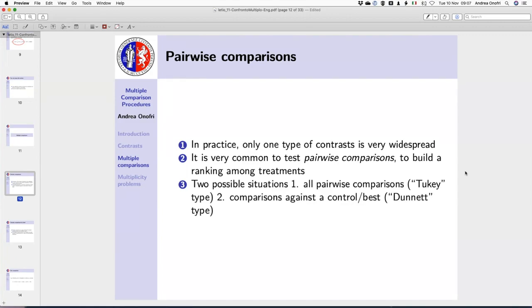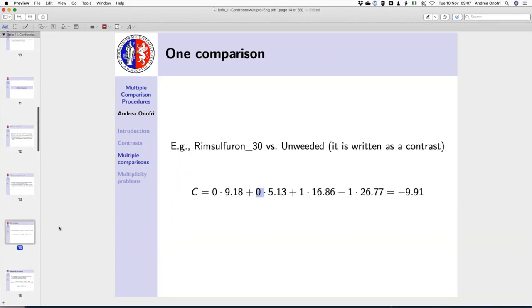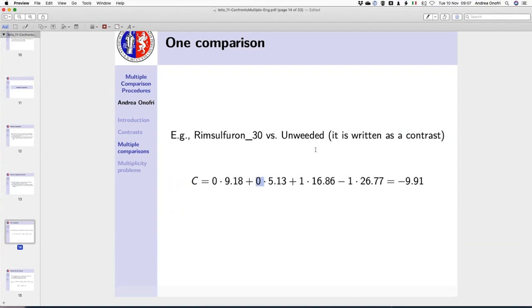Or another situation, the Dunnett type. So we have to compare one against all the others. And the one might be, for example, the unweeded. We can compare the unweeded against the other 3. So we have 3 contrasts, not 6. So it's less in this case. Hope this is clear. Now we consider one contrast. This contrast I've been talking about, rimsulfuron against unweeded.